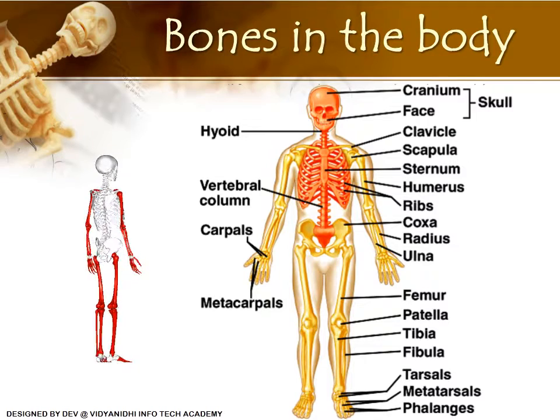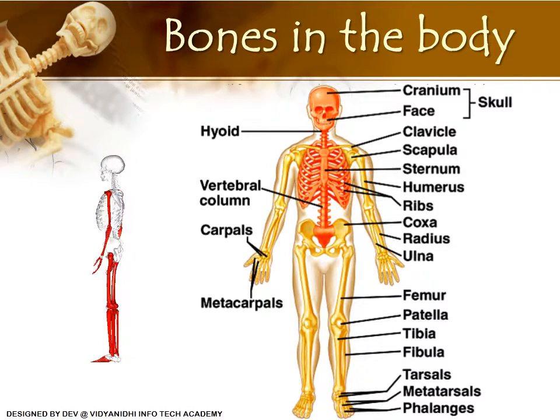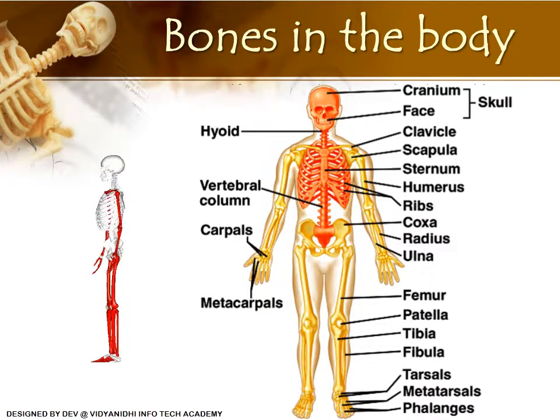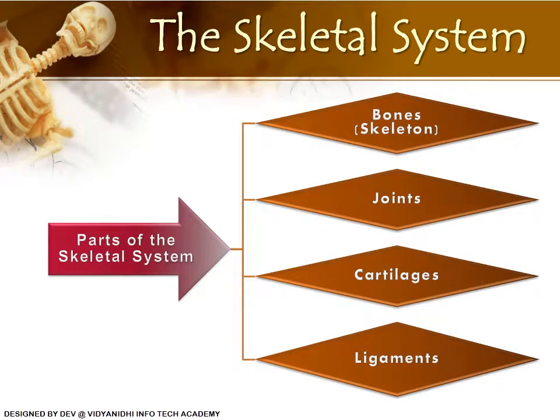As you can see in the diagram, these are the bones of the body. The skeletal system. These are the parts of the skeleton: the bones like that in your skull, the joints, cartilages and ligaments. Ligaments attach bone to bone, while tendons attach muscle to bone.